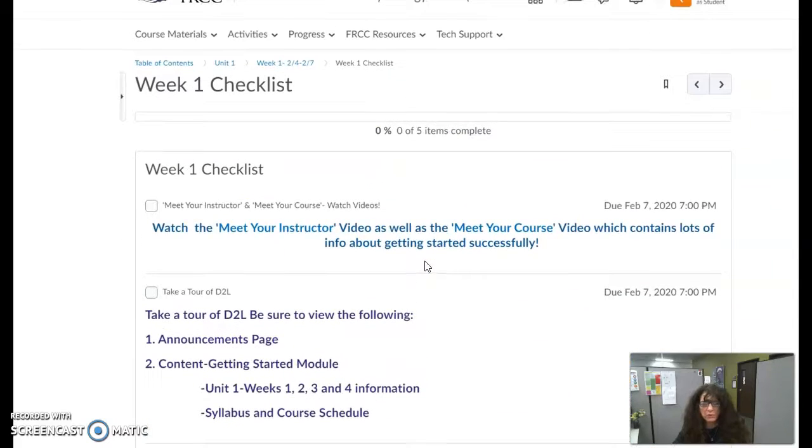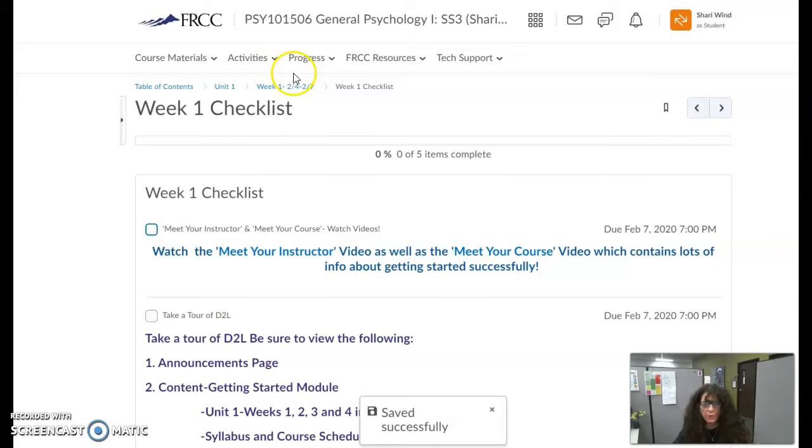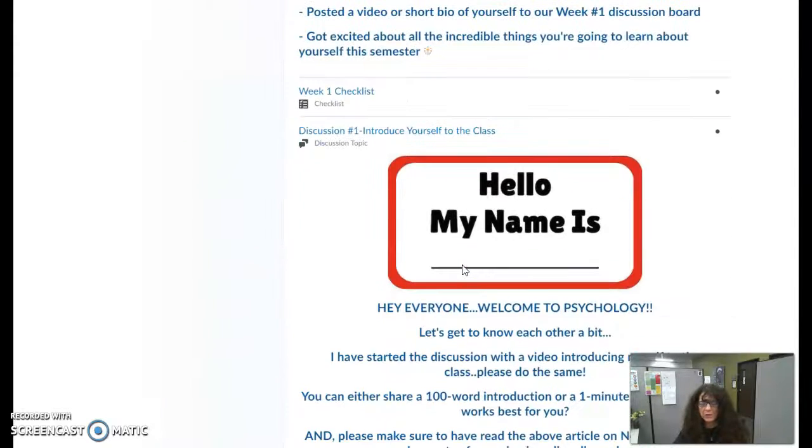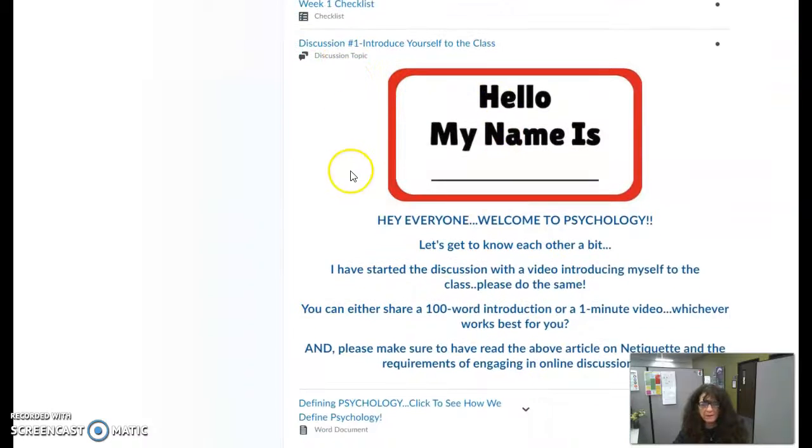So again, just make sure you're looking at your checklist, and you can always use this to help you know that, okay, took care of that, and so forth. So again, please make sure you're staying organized in that way, and those checklists are a really good way to do that.